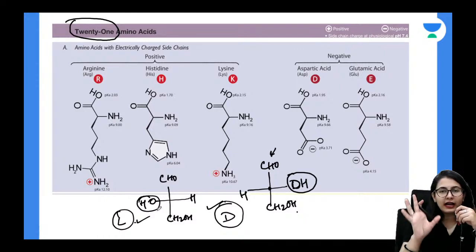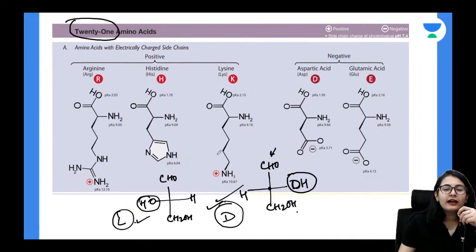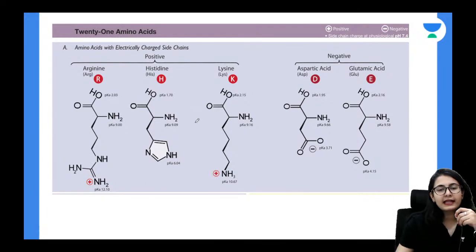So all the carbohydrates in nature will exist in the D sugar form, and all the amino acids which are present in nature will be L amino acids. All of them will be L amino acids.